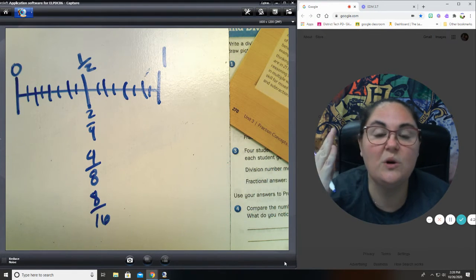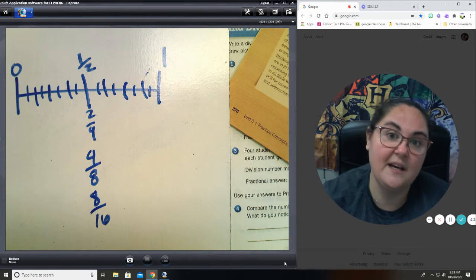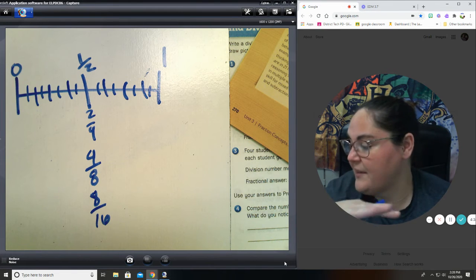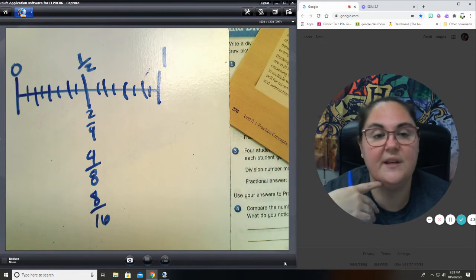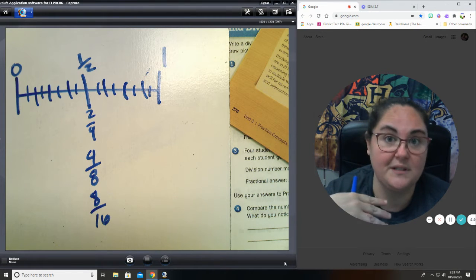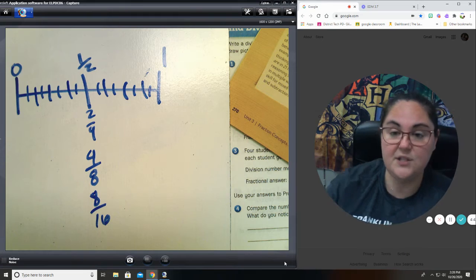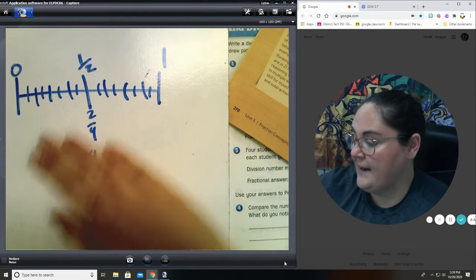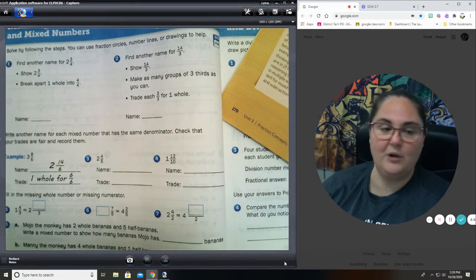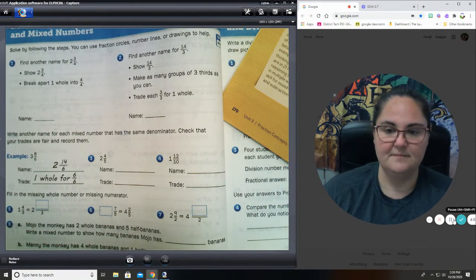Okay? So what you need to understand is sometimes my fractions have different names. So we're going to work through that today. We're going to talk about other options, talk about different things that we can do. So making sure that you understand that fractions have different names is important. Okay? So I want you to go ahead and open up to page 90 in your math workbook. Open up to page 90.